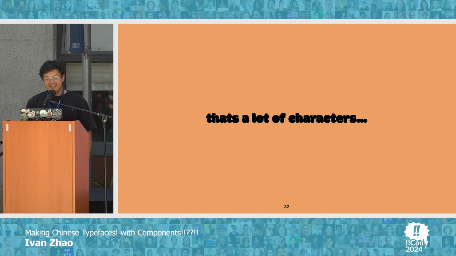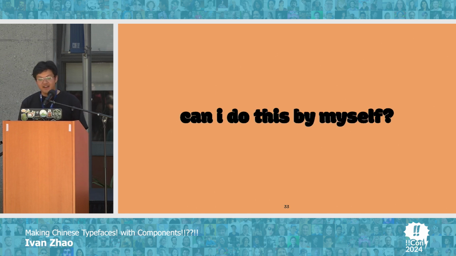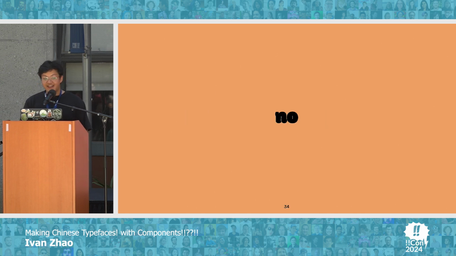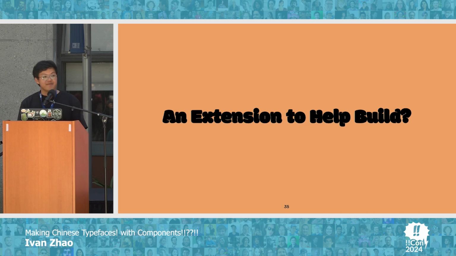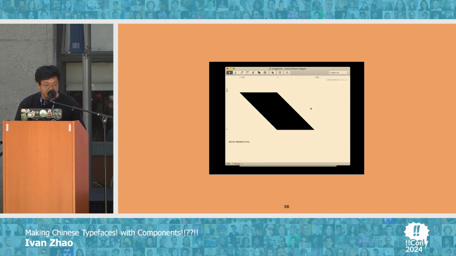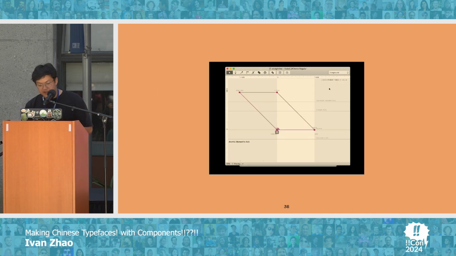A lot of characters. Can you do this by yourself? Probably not. But there's an extension maybe to help build. This is an extension developed by a great type foundry based out of Paris called Black Foundry. What they did was they took this idea of componentizing systems.